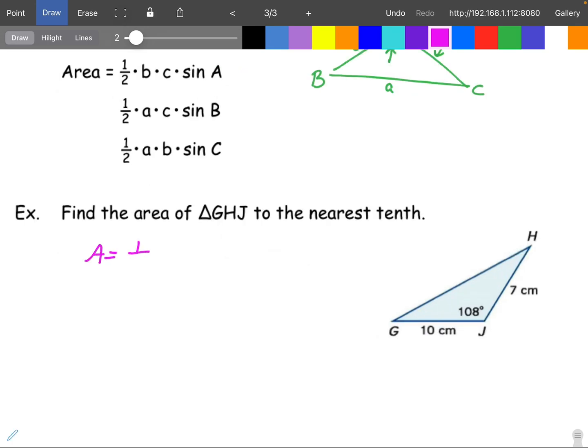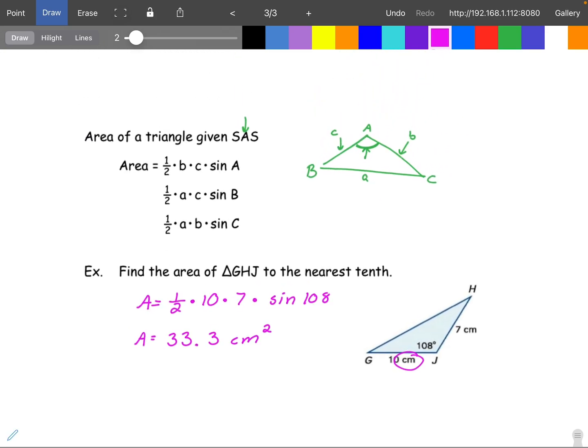So we have that A is going to equal 1/2, or you can do that as 0.5, times the two sides that were given, which are 10 and 7, times sine of the angle we're given, which is 108. And so at this point, you literally are just going to type that in your calculator. In your calculator, I would probably do 0.5 times 10 times 7 times sine 108. And then you are going to get your answer out of that. It comes out to be approximately 33.3 when rounding to the nearest tenth. Now be careful, because since they have given us a unit of measure, we have to have that same unit of measure. But since this is area, it's going to be centimeters squared.